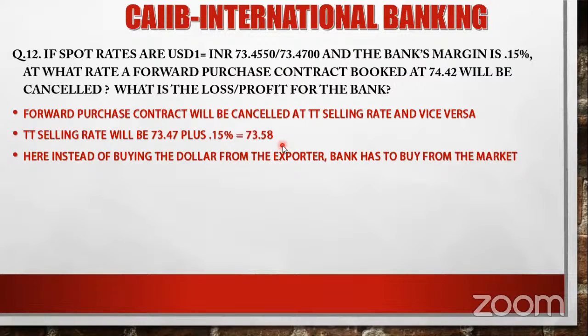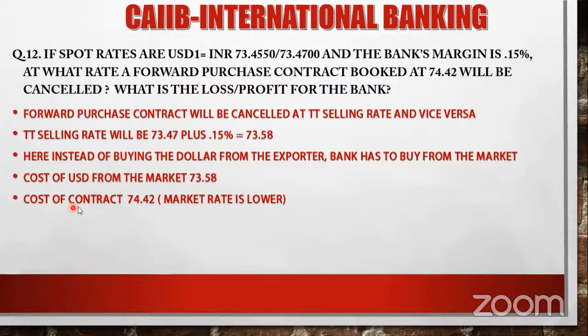Very good, profit. Why is it a profit? Instead of buying from the exporter at 74.42, you are able to buy the dollar today from the interbank market at the selling rate of 73.58. Logically, that is the approach. Now you are able to buy at a lower rate. That means you are going to save, you are going to get more cash flow. You are going to buy at a lesser rate, so it's a profit.